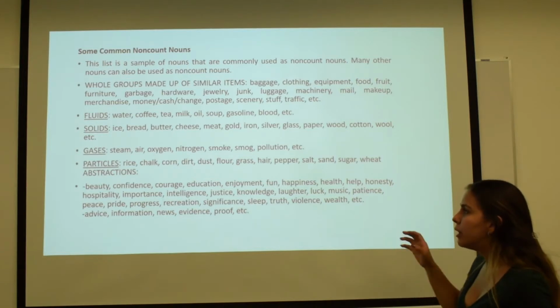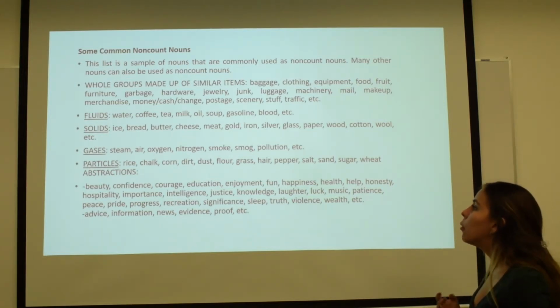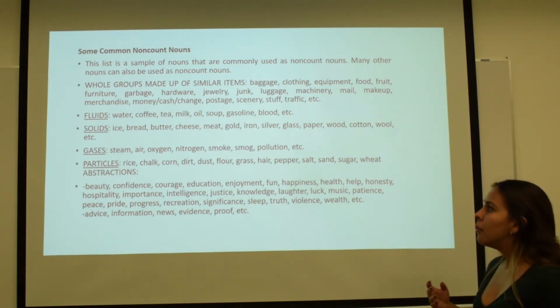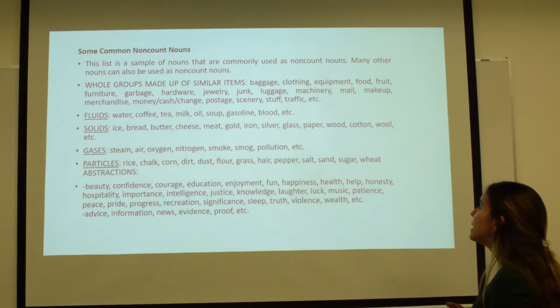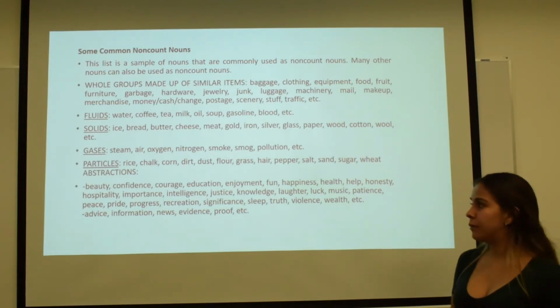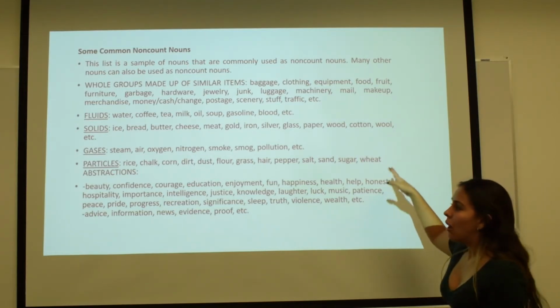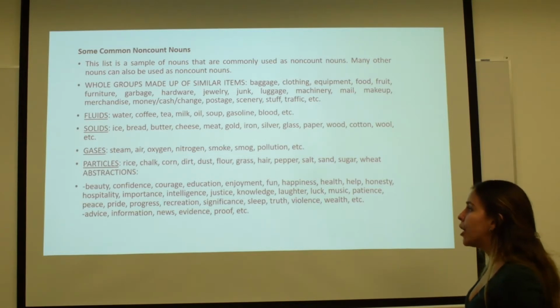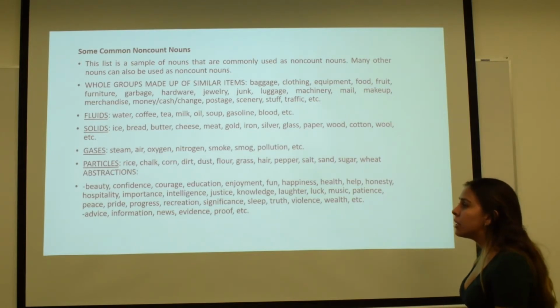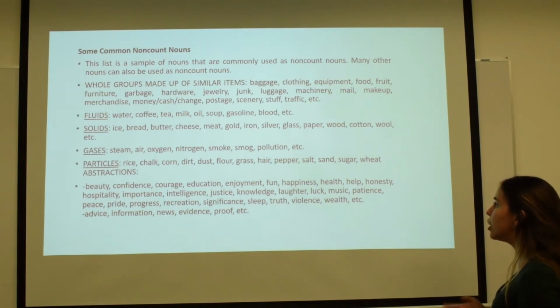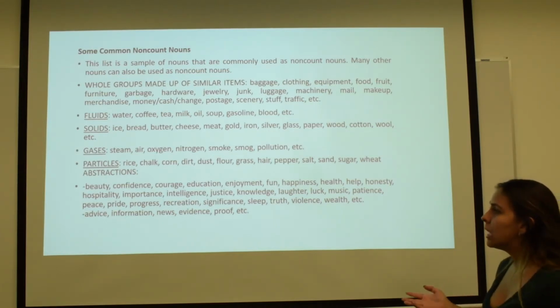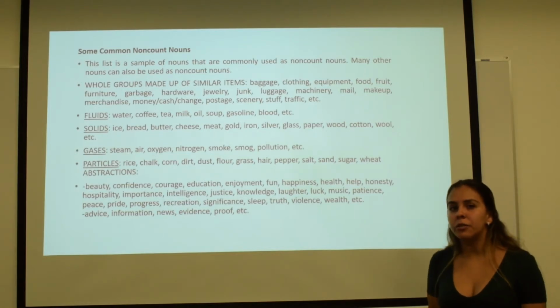As well, we have the category of fluids. For example, water, coffee, milk, oil, gasoline, blood. For solids, we have ice, bread, butter, silver, gas, paper, cotton. There are a lot of words here. This is not all. As well, gases: air, oxygen, smoke, pollution, particles. We have rice, corn, flour, herb, salt, sugar. There are a lot of words that we need to learn for this topic.